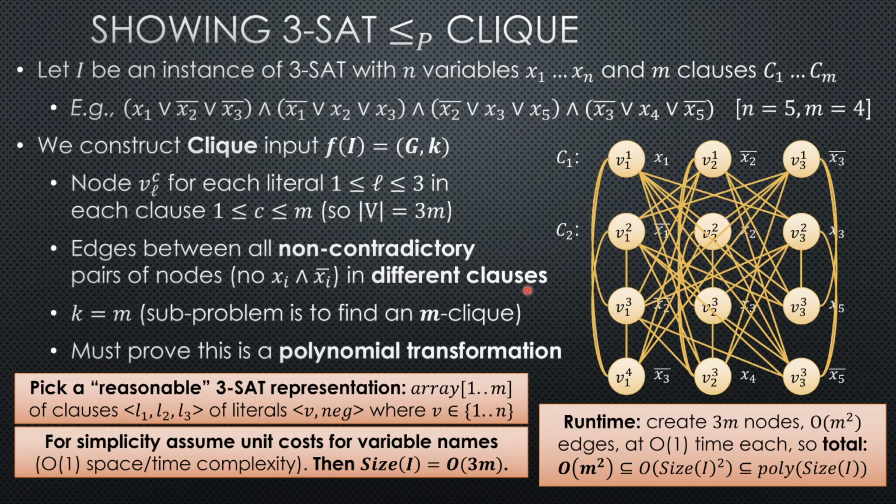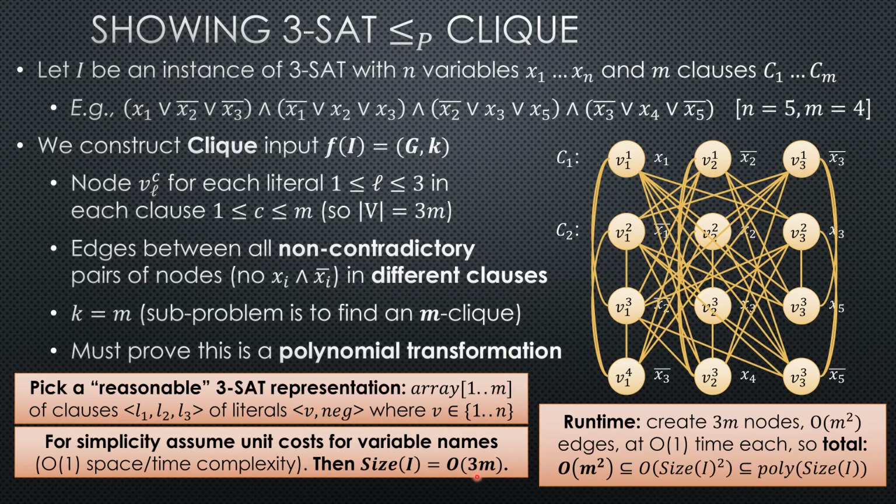So we create an adjacency matrix of size 9n squared. We set each edge to true or false. We're doing this in constant time per edge, and we're iterating over all of the possible edges, which is 9n squared combinations of vertices, pairs of vertices. So that's all doable in order m squared time.